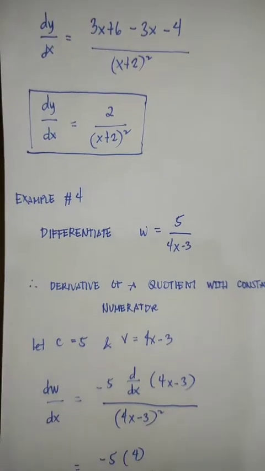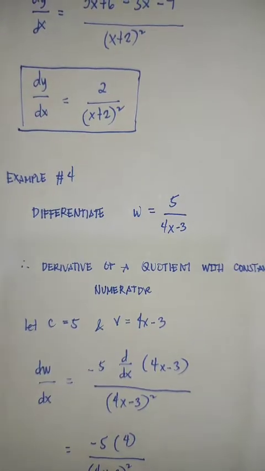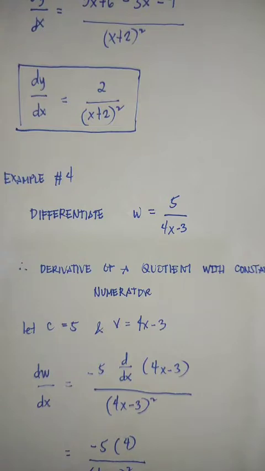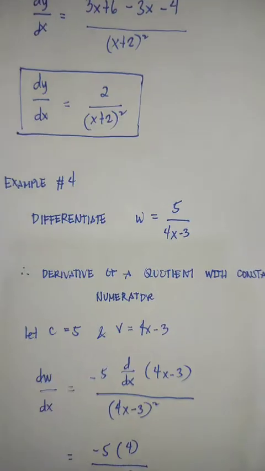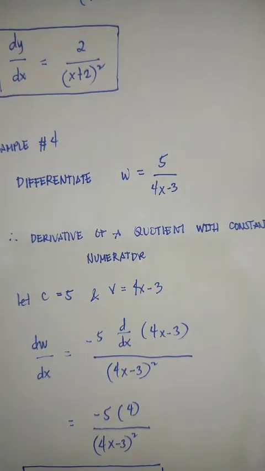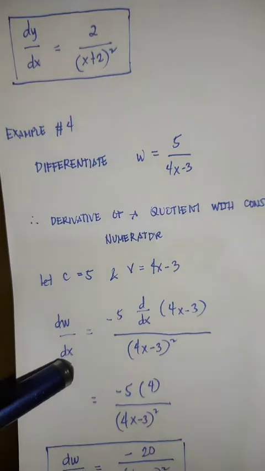Next. Number 4 is differentiate w is equal to 5 over 4x minus 3. So, dito ang w is a dependent variable and x still the independent variable. So, this is derivative of quotient pero constant yung taas niya. So, same process pa rin. Mawawala lang yung isang side. Ang maiiwan is yung negative c derivative of v with respect to x over v square pa rin.